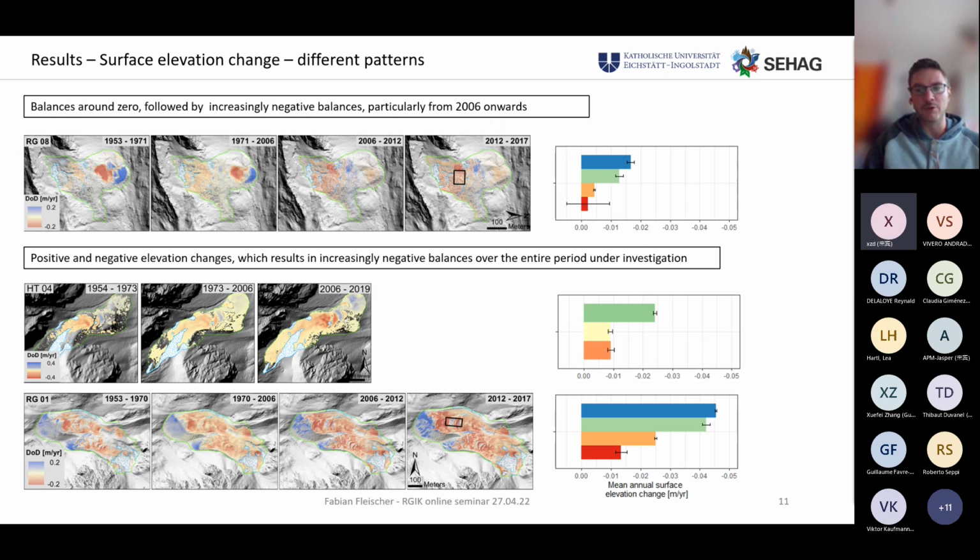But, and that's important, most of the investigated rock glaciers show the pattern that is shown in these two examples. That is, positive and negative values throughout the investigation period, but these positive and negative values lead to negative surface elevation changes that increase, like shown here and here.